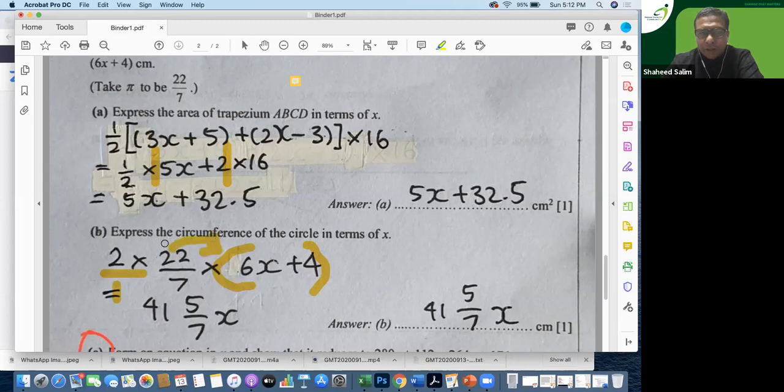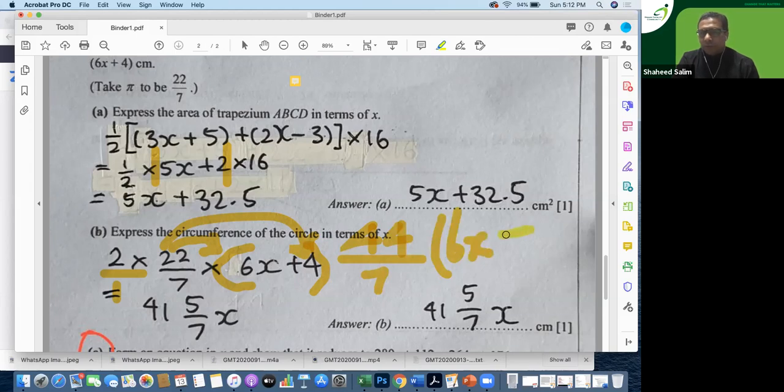You must times this one after that. Then after that, you must times like that. So you times these two first, make it one number here. Can do that? You agree? 2 times 22 is 44, you agree? So you get 44 like that, means over 7. Then this one has to times 6x plus 4.